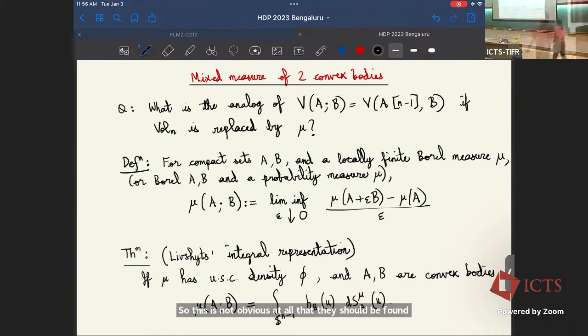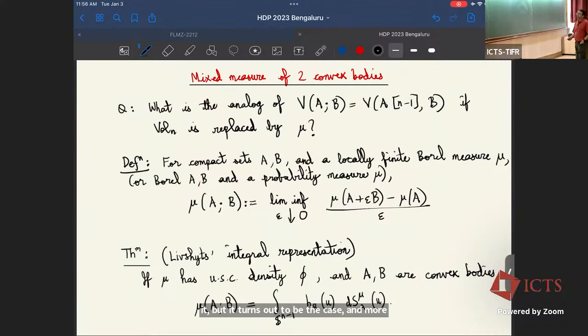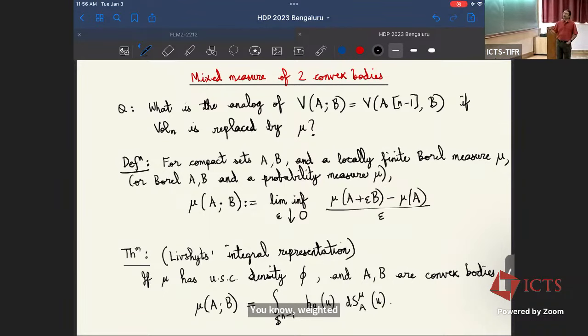More recently, people have tried to develop weighted analogs of mixed volumes and so on. So you can ask, what is the analog of this V(A,B) if volume is replaced by some measure mu? This object has been looked at by various people. It's the natural thing that you should write down, right?